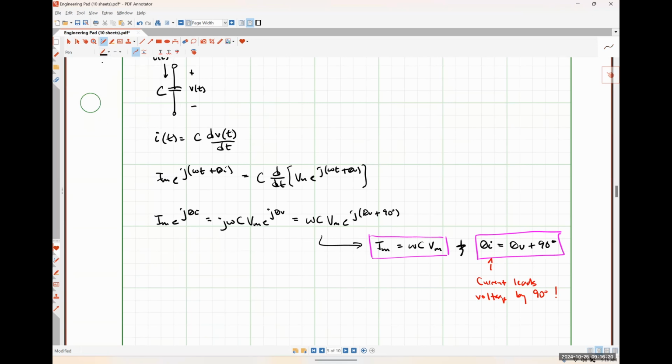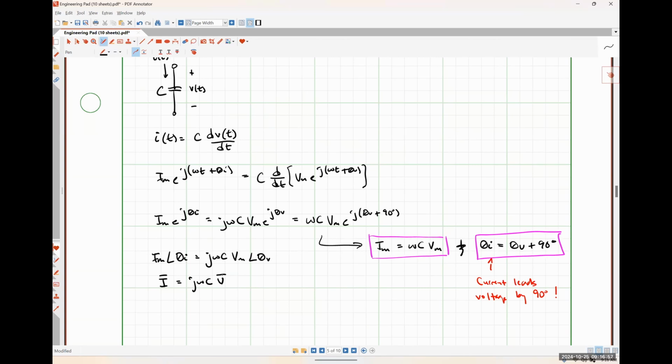And then lastly, putting things in terms of our phasor relationships, this looks like Im angle theta I is equal to j omega c times Vm angle theta v, or our phasor current I is equal to j omega c times our phasor voltage V. So these are our frequency domain relationships for voltage and current for all of the components that we're used to dealing with: resistors, inductors, and capacitors.